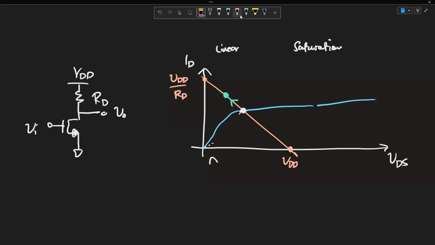Let's say, for example, that I increased RD, let's make it green. Kapag tumaas si RD dito, of course, this value goes down. The overall value of that goes down, which means na bababa itong y-intercept natin, di ba? Tapos, hindi gagalaw yung x-intercept natin. Of course, kasi VDD yun. It doesn't depend on RD. So, this is our new load line.